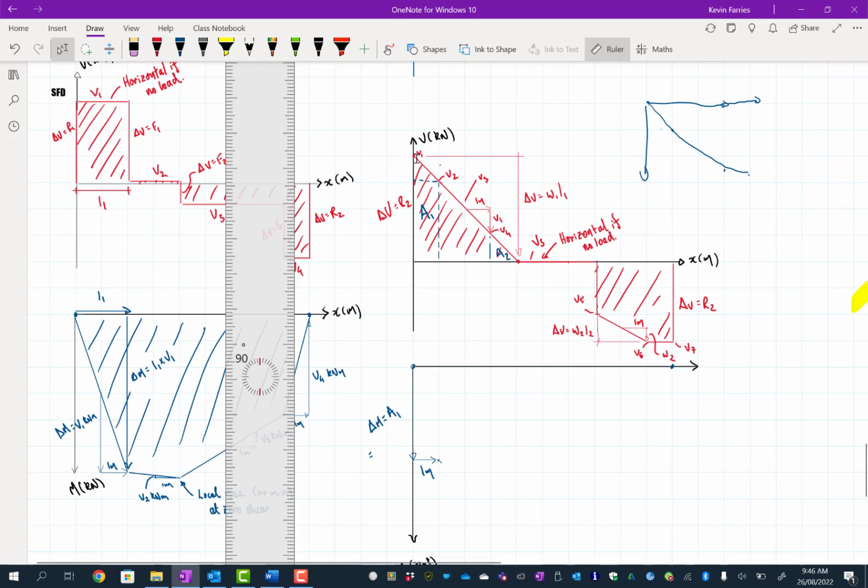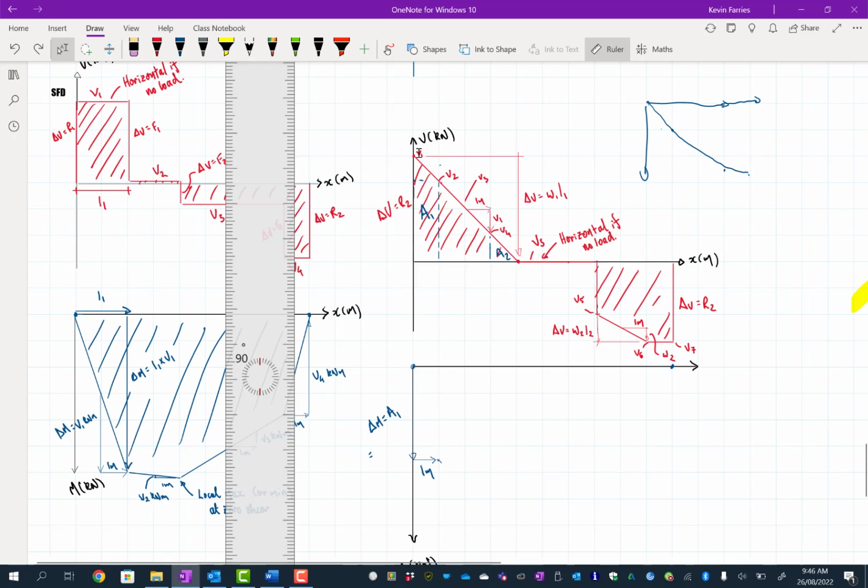Or the other way you can do it is you can just take the average of these two. So you get a rectangle. You're doing a rectangle like that, really. So you take the average of V1 and V2, so V1 plus V2 divided by 2, and that'll also give you the area under that little section. But however you do it, you're just figuring out the area using the actual values of shear force.